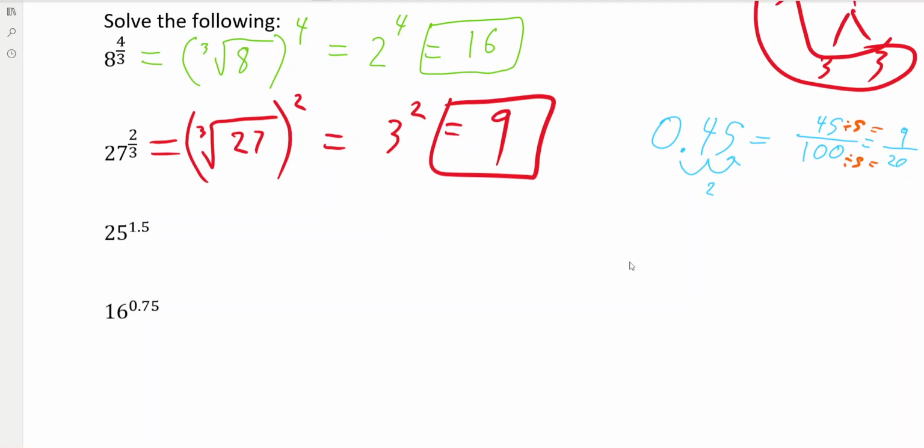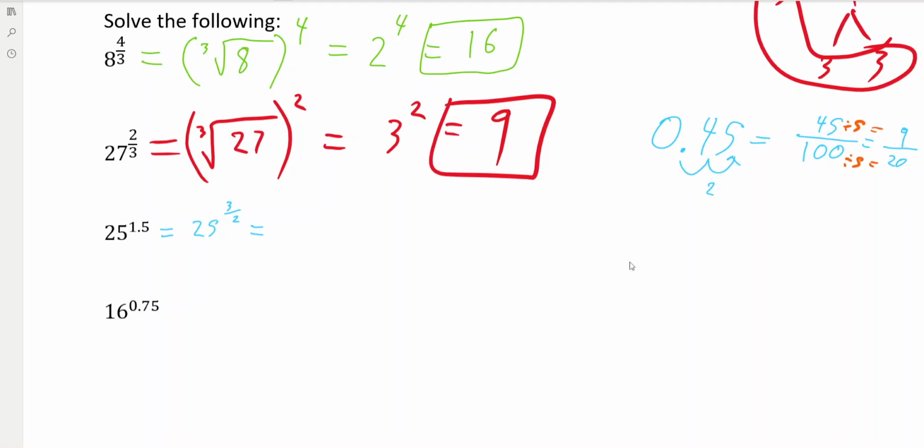Now, if it's a 0.5, most people are kind of okay with that because it is going to be just a half. 0.5 is just a half. And if there are 1.5, there are 3 halves. So most people can kind of figure this one out in their heads without what I just said.